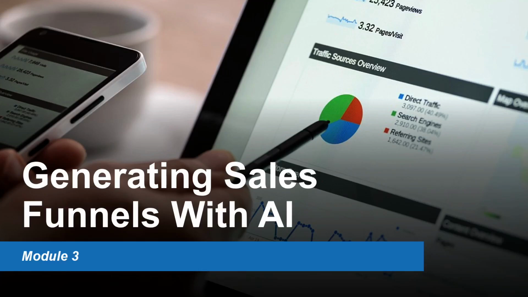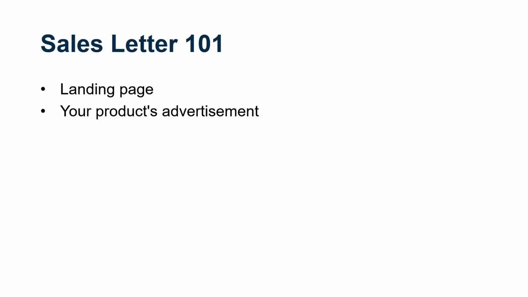Right, so let's go over generating a sales funnel using AI for our micro products. But we have to touch on some fundamentals first. When an affiliate network sends you any traffic, it's going to send it to your landing page. This is your product's advertisement. Essentially, that's what it is. So this is the page that needs to convince people to buy your product.